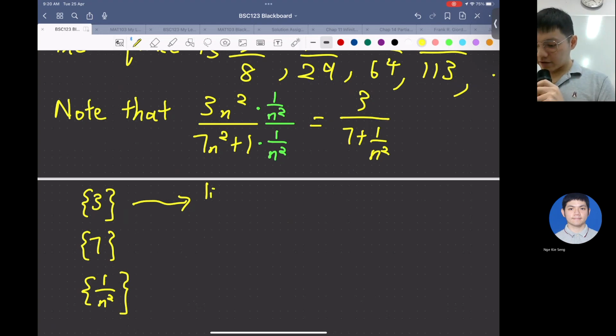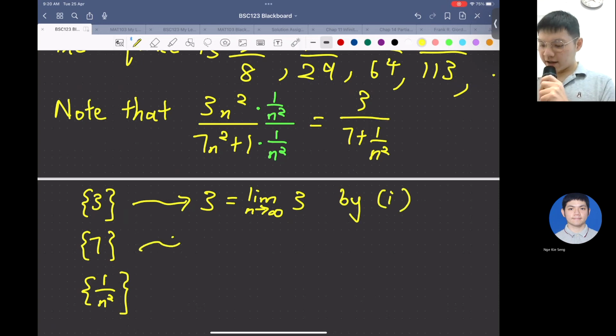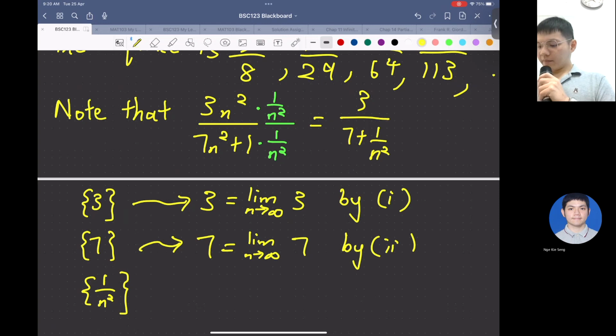So this one converges to 3 by number 1. Similarly, you can see that 7 also converges to 7 by number 1 as well. How about 1/n squared? Does this converge? Converge or not? Converge to what? 0. Why?